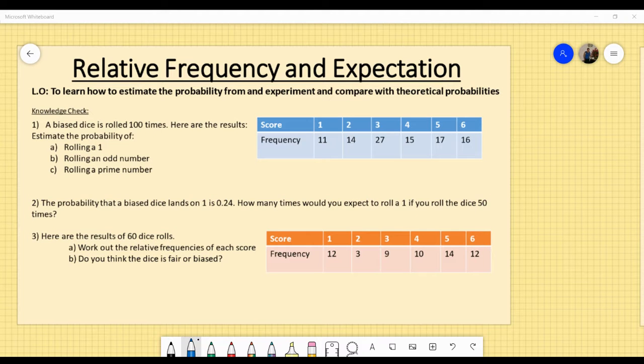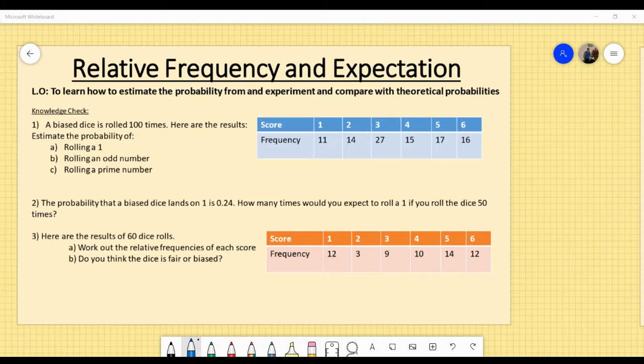Right, so today we're going to have a look at relative frequency, expectation, and bias. So I'm just going to quickly let you have a chance to have a look at the questions, make some notes on it in your blue books, think about what you think the answers might be, and then when you're ready for me to go through it, hit play and I'll explain it to you.